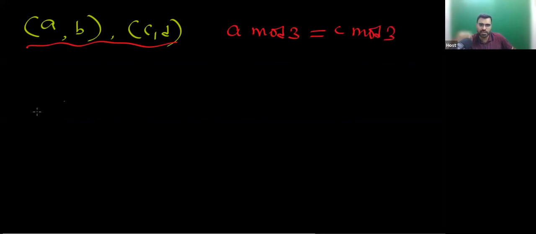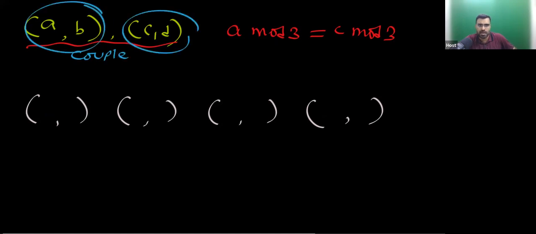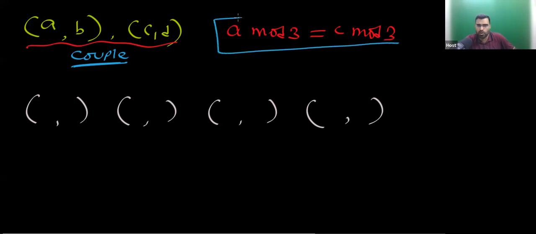Now I'm telling you that if I give you 4 ordered pairs, then definitely 2 of them will satisfy this. Now there is a guarantee that this type of couple you will find. This ordered pair, this ordered pair, I am calling it a couple. A couple of ordered pairs. So this type of couple of ordered pairs you can find if I give you 4 ordered pairs.